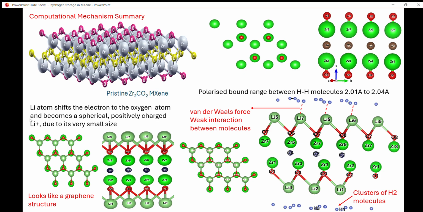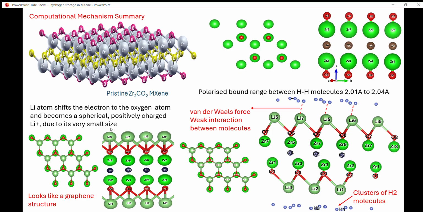How? I put a lithium atom on the surface of oxygen. Okay, what happened if I place the lithium atom on the surface of oxygen, below and above, in MXene? This is the same picture like this, but now what I do, I place the lithium on the oxygen atom, near the oxygen layer. What happened when I placed the lithium on the oxygen layer?